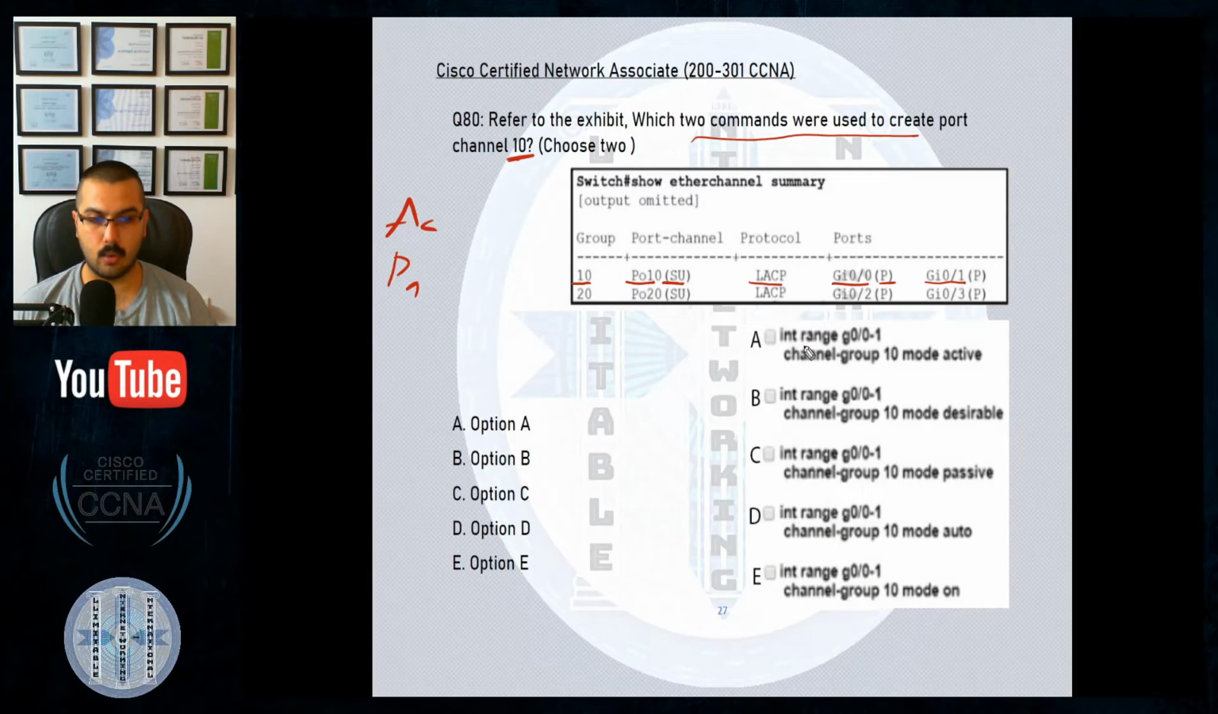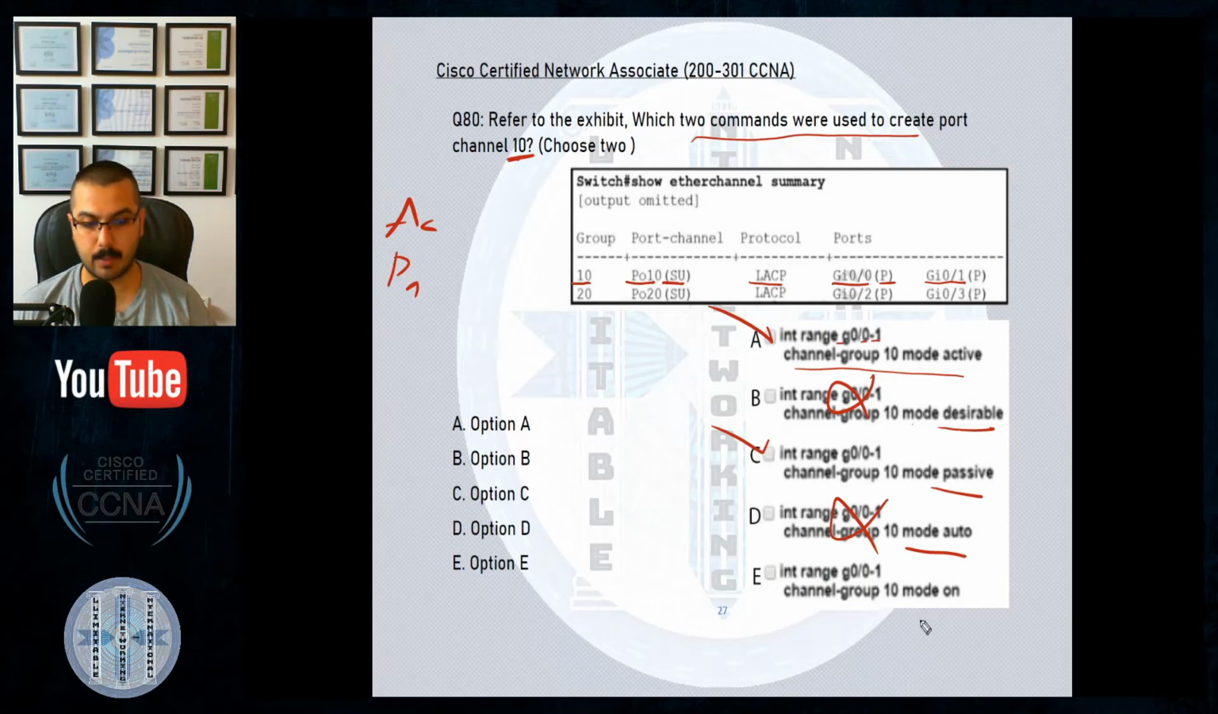Okay, so interface range gigabit Ethernet 0/0 to 0/1. Active, yes, that's correct. This will make the interfaces part of this channel group. Desirable will make it PAgP. Passive will make it LACP.